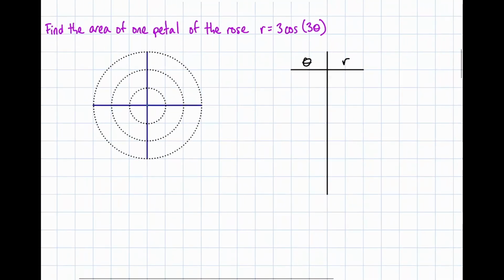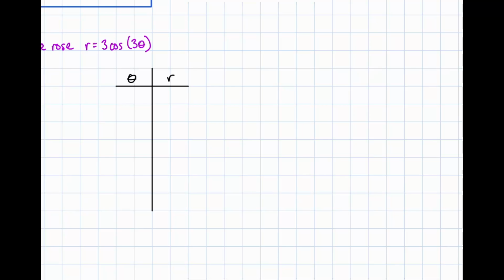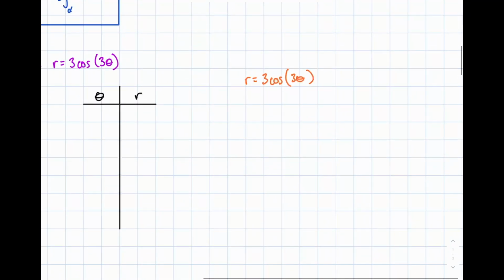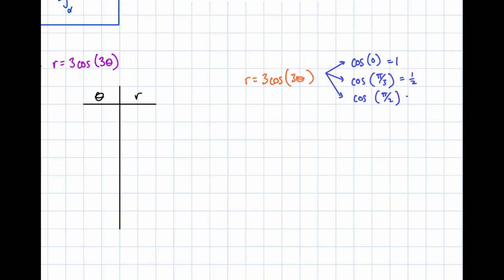So let's take a look at this equation really quick. If we have r equals 3 cosine 3 theta, the angles that I really like with cosine are the cosine of 0, because that was 1; the cosine of pi over 3, because that was 1/2; and especially the cosine of pi over 2, because that was 0. I like those three angles. I'm going to stick there.